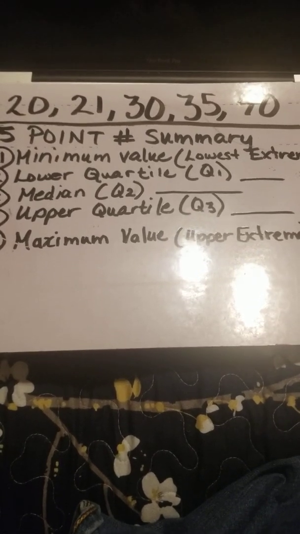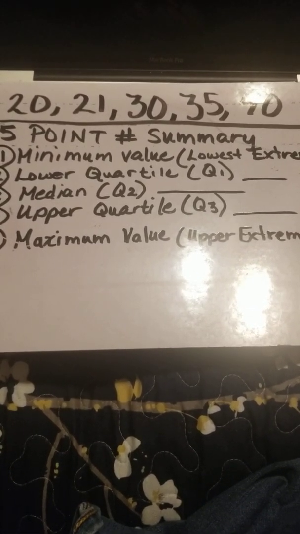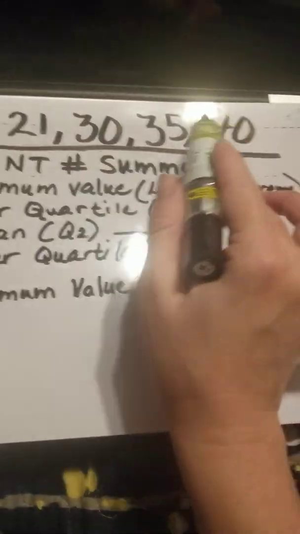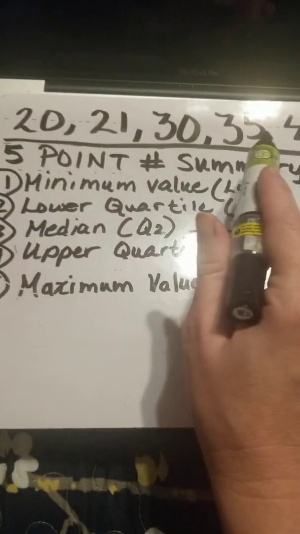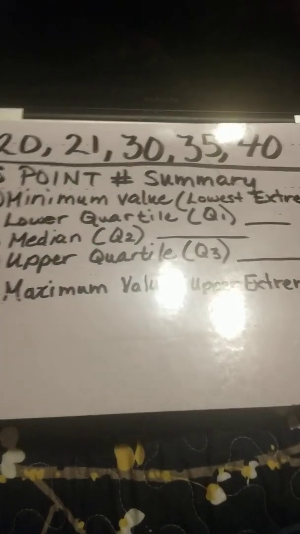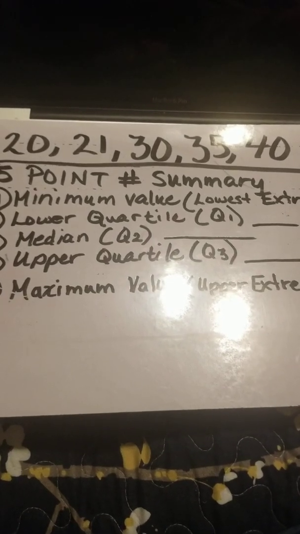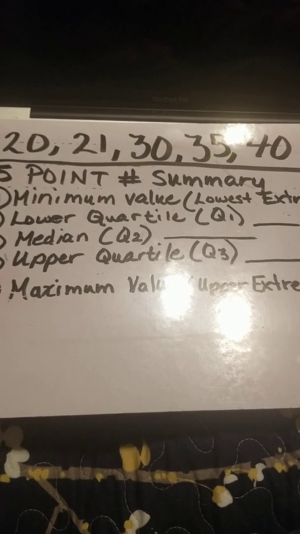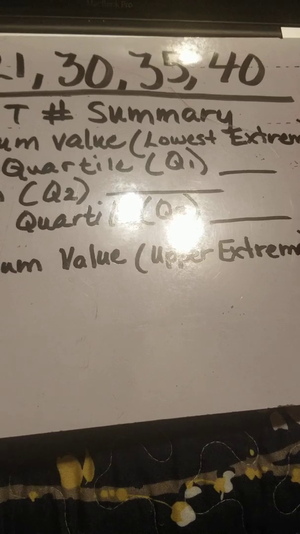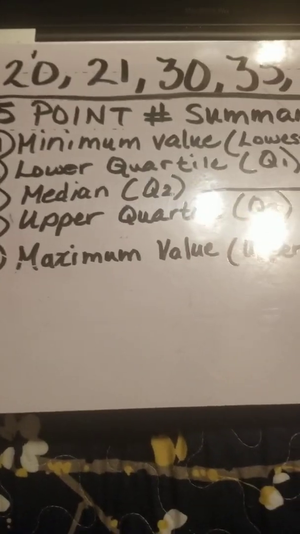I just want to show you how to make a box plot real quick. Some of you remember, some of you don't, but it's pretty easy when you have an odd number, like 1, 2, 3, 4, 5. Say these are the ages of people going to the doctor's office on a day. You have to create a 5-point number summary, which starts with the minimum value, which is 20. It's also called the lowest extreme value.